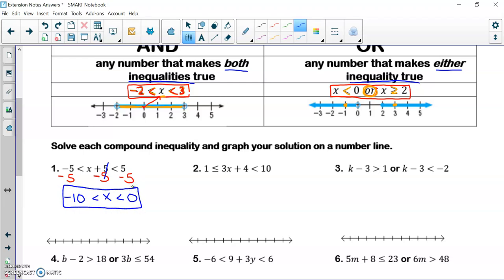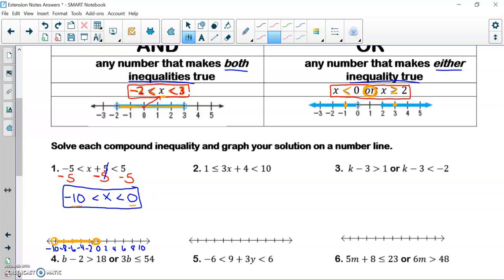And so now I'm going to graph this. I'm most likely going to need to go by 2's to fit -10 and 0 on the graph. Okay. So what this means is I'm going to have an open circle at -10 because there's no equal to symbol. I'm going to have an open circle at 0 because there's no equal to symbol. And I want x to be greater than -10 but also less than 0. So what that means is I shade in between my two numbers like that.